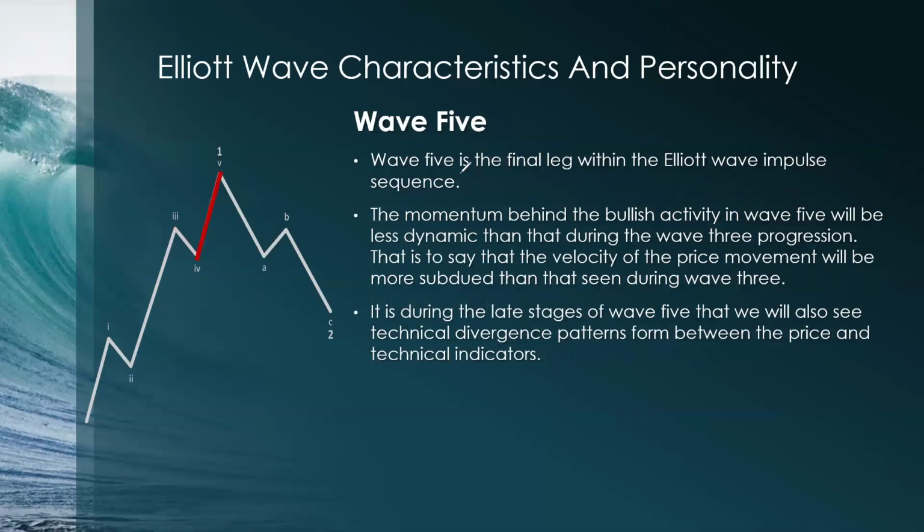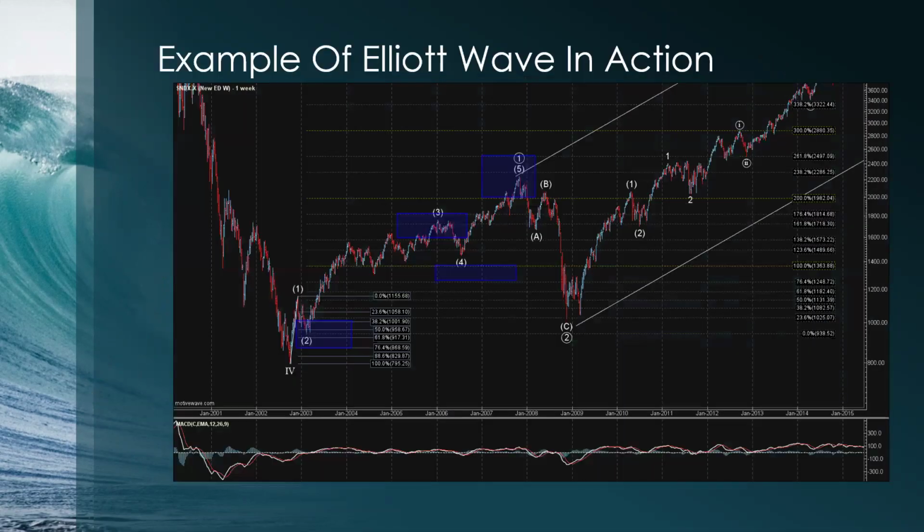And wave five is the final leg within the Elliott wave impulsive wave sequence. The momentum behind the bullish activity in wave five will be less dynamic than during the wave three progression. The velocity of the price movement will be more subdued than is seen during wave three. It's during these late stages of wave five that we will also see technical divergence patterns form between the price and the technical indicators. So that's the basics of the Elliott wave theory.